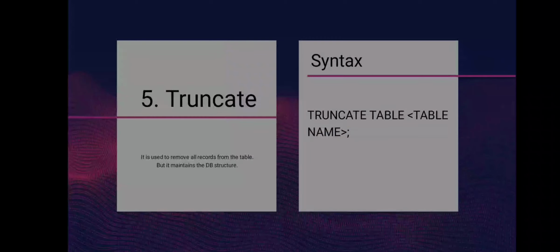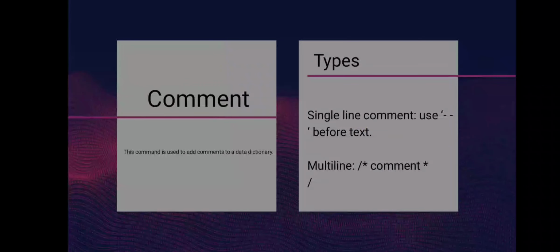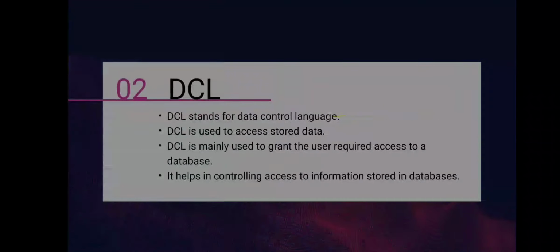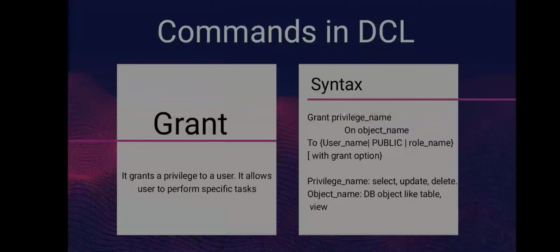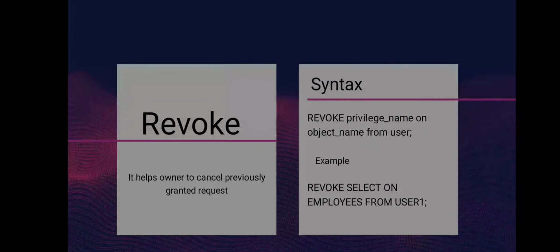Fifth is truncate. Truncate is used to remove the records from the table but keep the structure as it is. And the last is comment. Comment is also used in different programming languages, that is single line and multi-line comment. The second is DCL. DCL stands for Data Control Language. The data control language has two commands, that is grant and revoke. Grant is used to give the privilege to the user, and revoke is to cancel the privilege from the user.